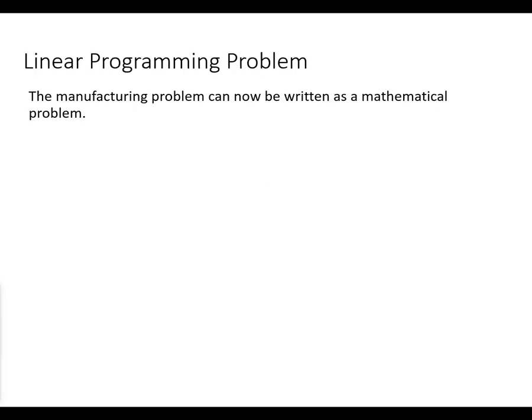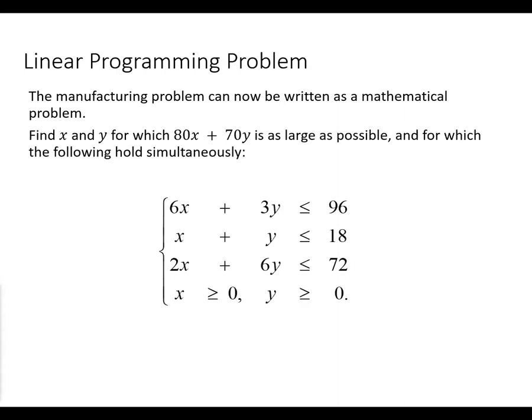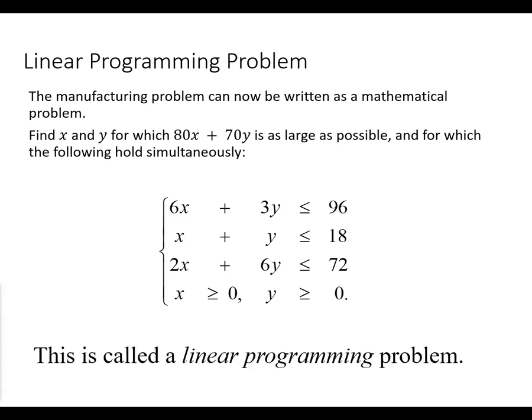So for our linear programming problem, we have to write all of these constraints into one. And this last part we're going to focus on more in the next section, but we need to find values for X and Y for which our expression of 80X plus 70Y is as large as possible, because we want to maximize our profit each day. And so here are all of our constraints in one. This is why it's called linear programming.